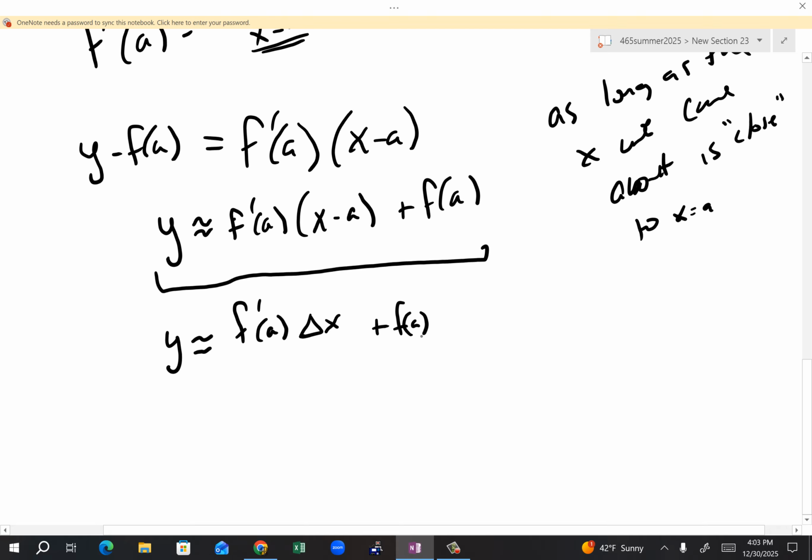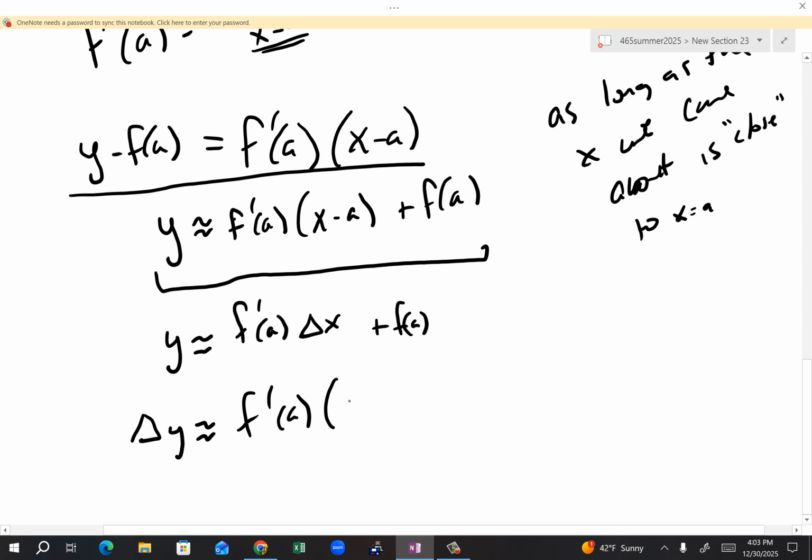Okay? But Grim, that means this guy here can be written as delta y equals f prime of a times delta x. That's right. You're right. That's 100%. This equation and this equation here are basically the same thing.